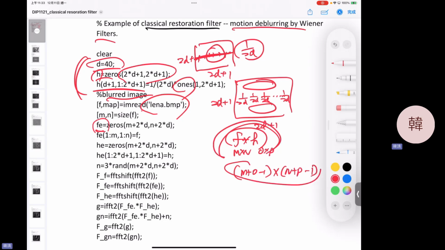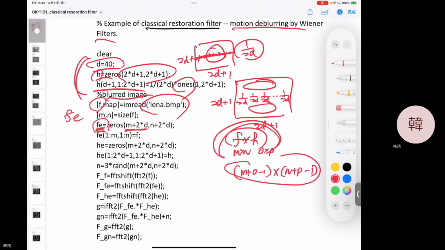So the convolution size will be enlarged. Here we use FE. F is the original image, and FE is called the extended image. After your convolution, your image size will be extended. Okay, you have to have this concept in your mind.